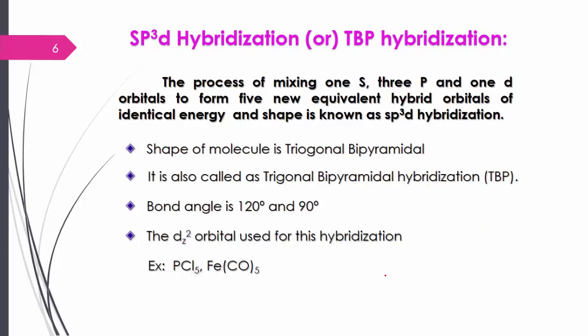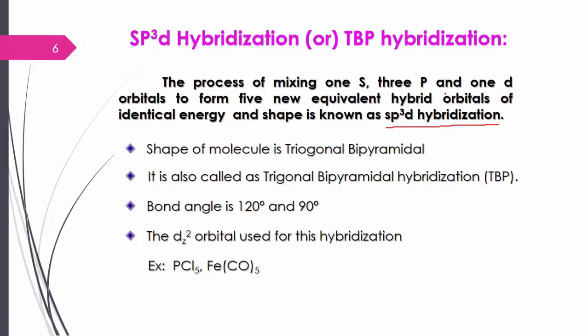Let me see one more example, that is sp3d hybridization. It is also called TBP hybridization, that is trigonal bipyramidal hybridization. Again, we can try to understand it very simply. How can we define hybridization? It is the process of mixing of one s, three p and one d orbital to form new equivalent hybrid orbitals of identical energy and shape, known as sp3d hybridization.